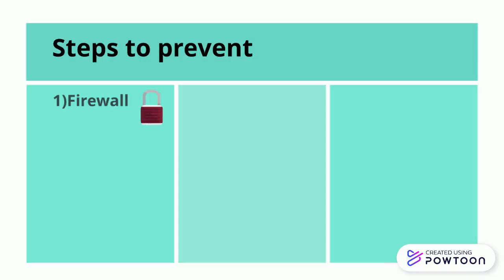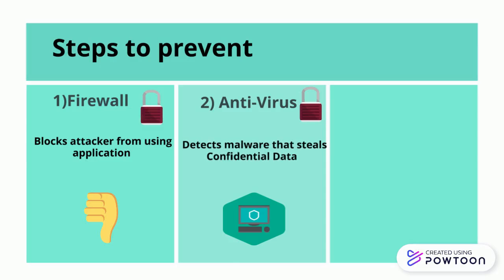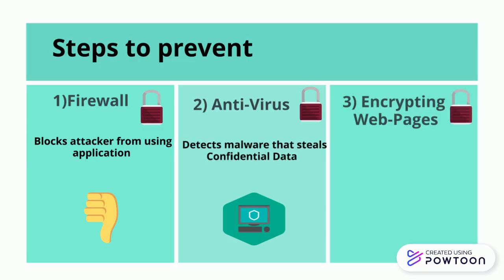Firstly, a firewall can be used to help prevent unauthorized users from accessing an application, and an antivirus can be used to detect malware that steals confidential information before data is leaked. Other precautions include encrypting web pages that use sensitive data. However, the quality of the encryption matters. Encryption may have vulnerabilities such as weak ciphers, which can be exploited.